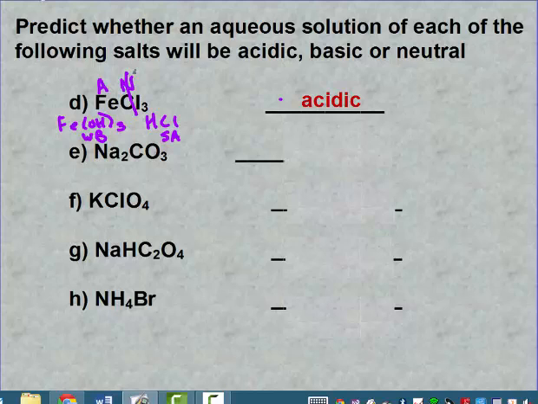All right, so on E, which piece can we ignore? Na. Are we good that we can ignore Na? Because that came from a strong base. So don't care. H2CO3, that is a weak acid, so its conjugate is going to be basic. So altogether, this should be a basic salt. Good there?